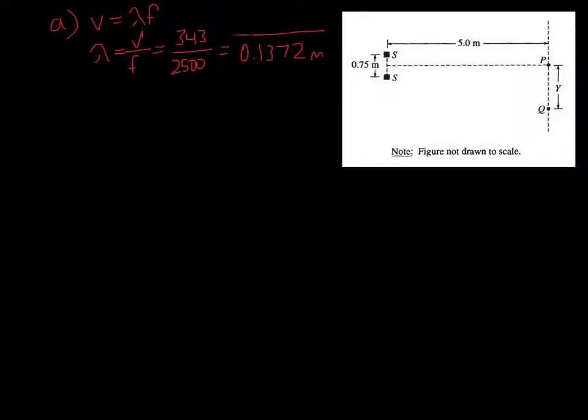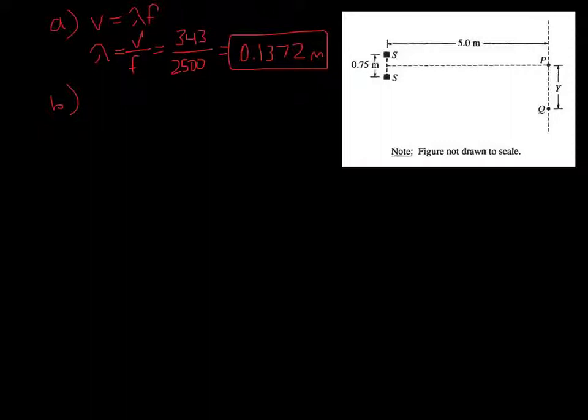So for part A, we just want to calculate the wavelength of the sound waves. And we know the equation, v is equal to lambda f. We've been using a c in a lot of these problems because we were dealing with the speed of light, but now we're dealing with the speed of sound. So we're going to go back to using the v. So lambda, the wavelength, is equal to v over f, which is 343 divided by 2500 hertz, and that gives you a wavelength of 0.1372 meters.